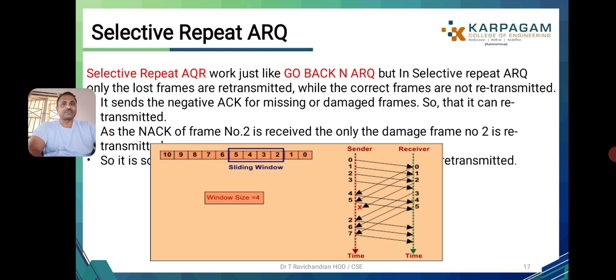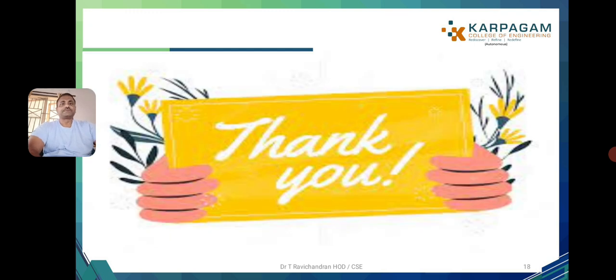The comparison with Go-Back-N is that the full buffer of frames is retransmitted. In selective repeat ARQ, only the particular frame, frame number 2, is sent from the sender to the receiver. This is the major difference between selective repeat ARQ and Go-Back-N ARQ.